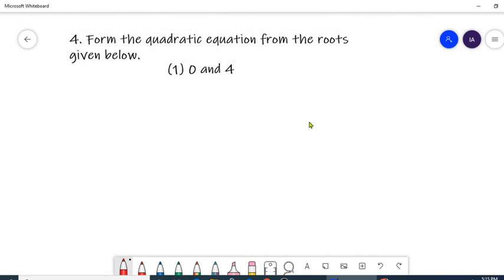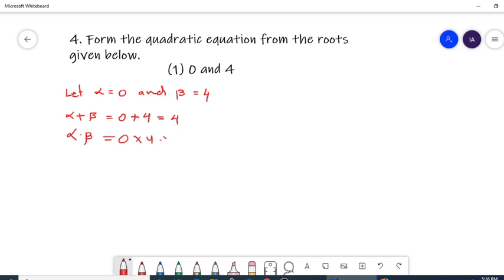I already told you, whenever we solve any quadratic equation, we will have two roots of the equation, and those two roots can be considered as alpha and beta. So let alpha be 0 and beta be 4. These are the two roots of the equation. First I'll find alpha plus beta, that is the sum of the roots. Sum of the roots, that is 0 plus 4, alpha plus beta. So this is 4. Then I'll find alpha into beta, that is 0 into 4, which will be 0.